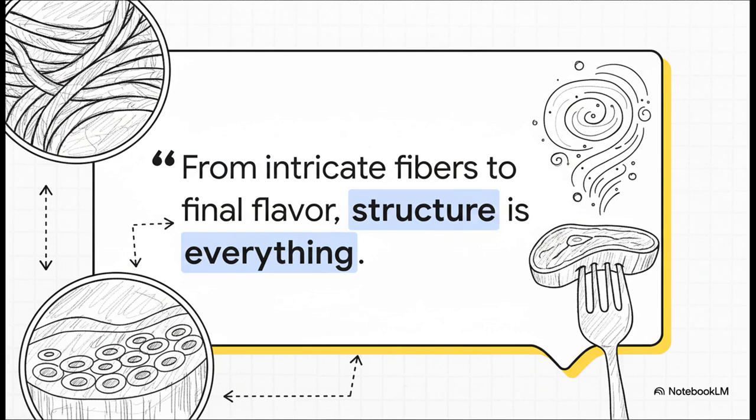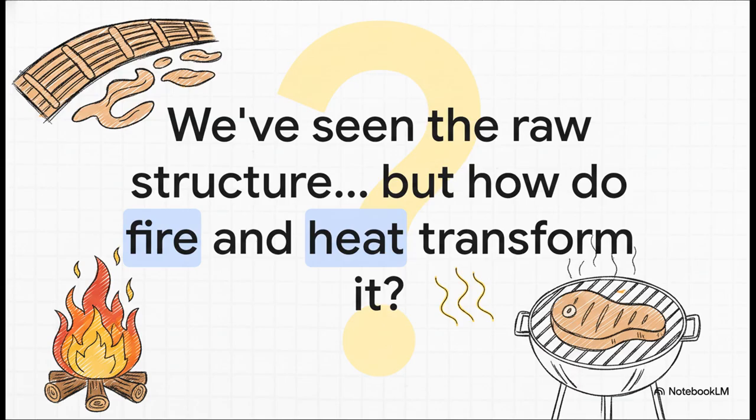So what's the big takeaway from all of this? Well, from the most intricate little fibers all the way to the final flavor on your fork, that underlying structure is, well, it's everything. It really dictates how a muscle works in life and how it's going to taste as meat. We've journeyed deep inside the raw structure of muscle, and we've seen how it transforms into meat. But this, of course, just raises another fascinating question, doesn't it? How do fire and heat transform it all over again when we finally cook it?